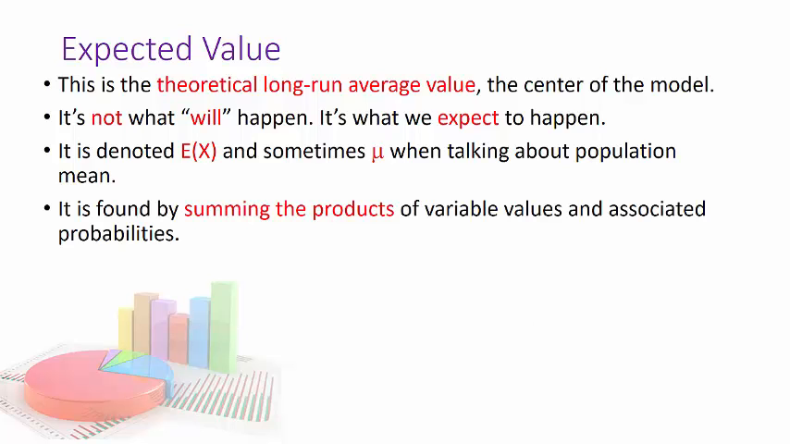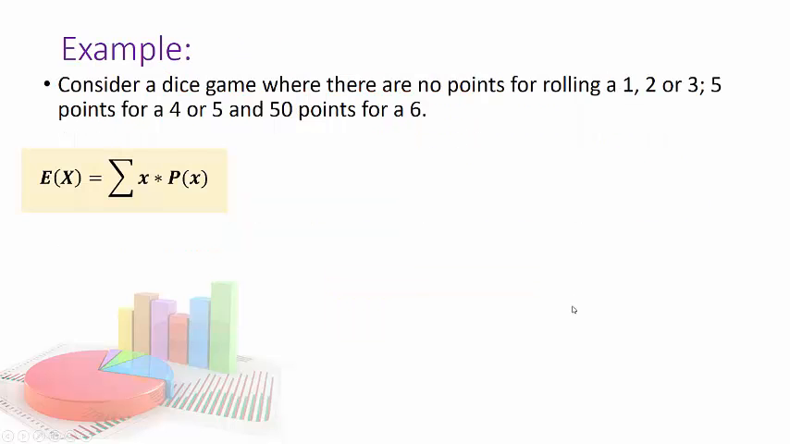You basically find it by summing the products of the variable values and associated probabilities, and that probably went over your head. Here's the formula. You take the outcome times its probability, and then you add them up, because the probability is like the fraction of times it occurs. All right, so we're going back to our dice game, and here's my formula.